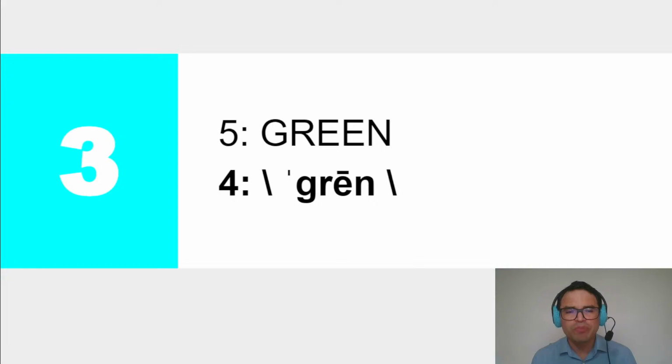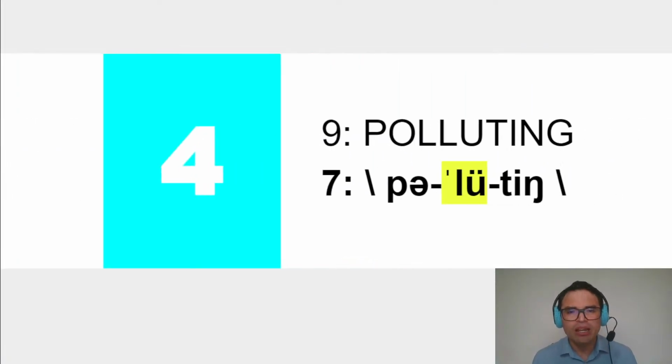Number 3, 5 letters and 4 sounds. You have double E in the spelling. You have E with a hat. E with a hat is E. So pronunciation: green.